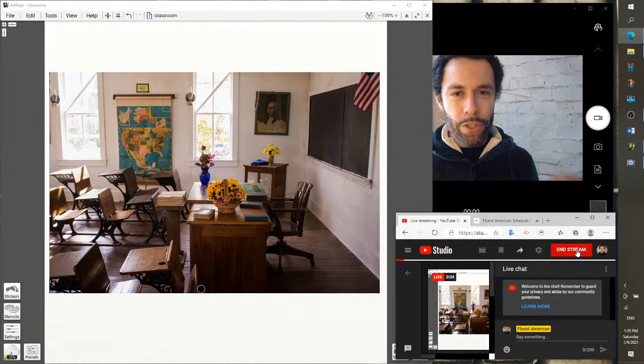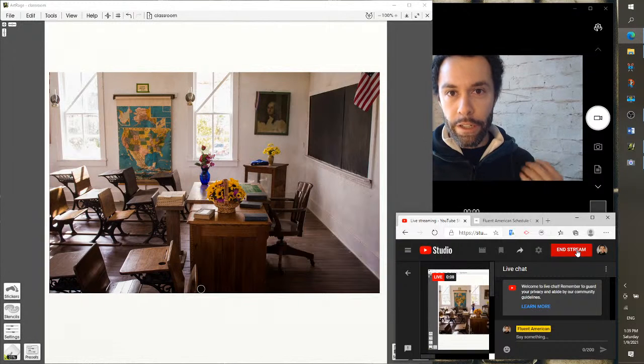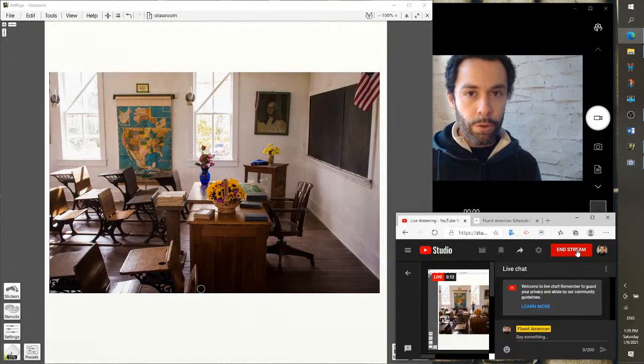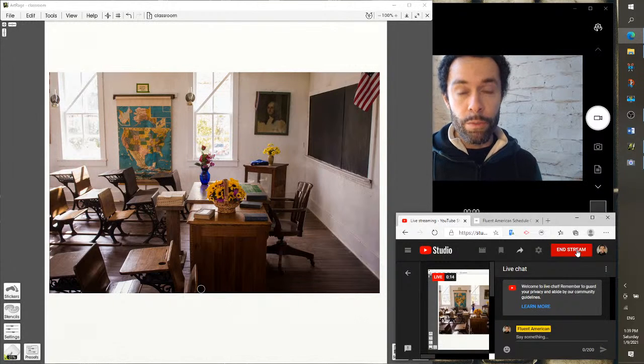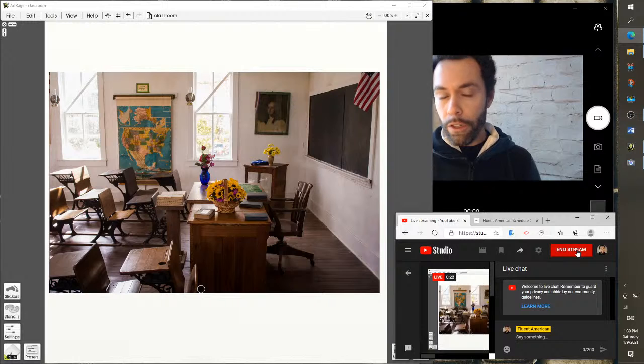This is Geoff of Fluent American, and again, we're going to be taking a look at this picture, describing some key vocabulary for it. As we go through this, of course, I'll also practice some of the pronunciation with you for these terms. And if you have questions as we go through this, be sure to post them into the chat box because I will be taking a look.